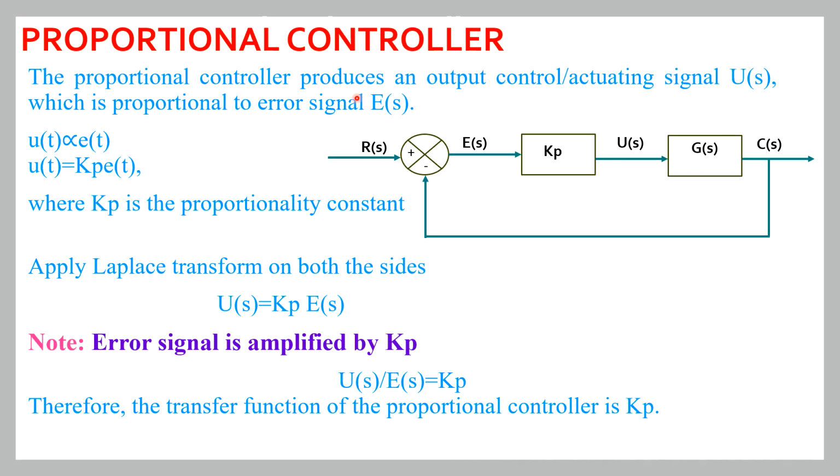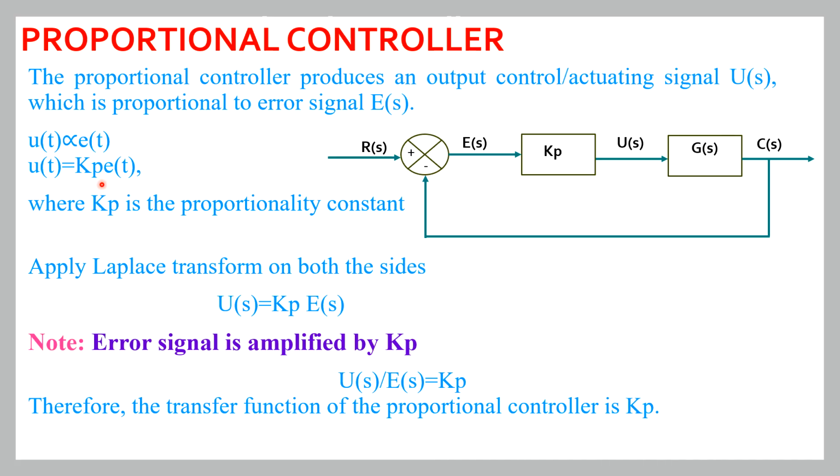Here, the proportional controller, from the name itself, we can understand it. The output control signal or actuating signal will be in proportion to the error signal. So mathematically in time domain, we can write u of t, the control signal, as proportional to the error signal e of t. To remove this proportionality symbol, let us add the constant Kp, where Kp is called the proportionality constant, or else we can also call this Kp as the gain of the system.